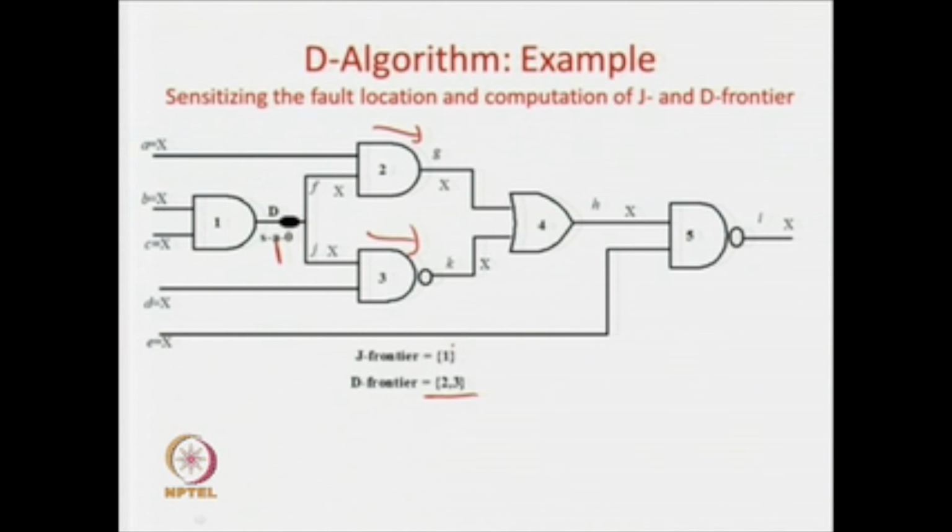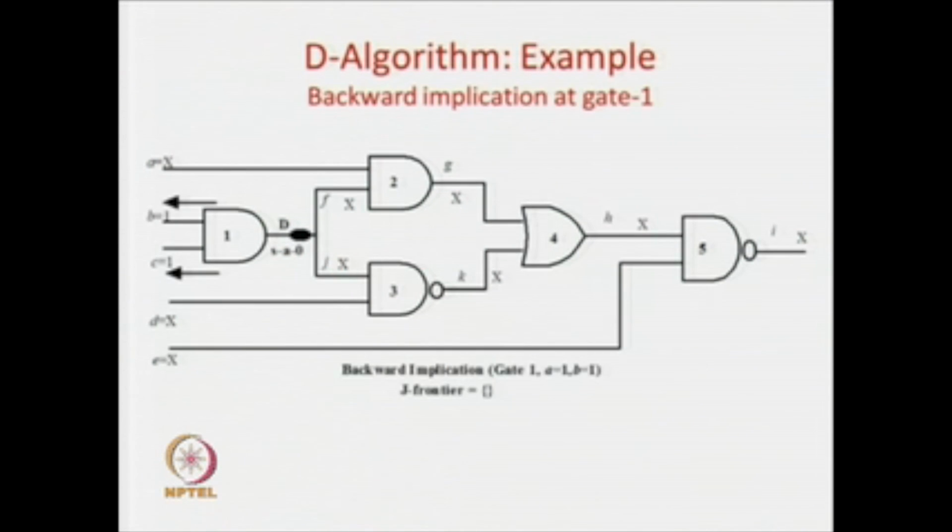So, this 1 will be part of the J frontier, and for the fault effect D, the inputs of both these gates are D and the output is X. So, these two gates will fall as part of our D frontier. Now, here is the point of choice, you have to remember that. You can take either this gate or this gate for the fault propagation. So, these are points of choice, and you must always remember the choice points.